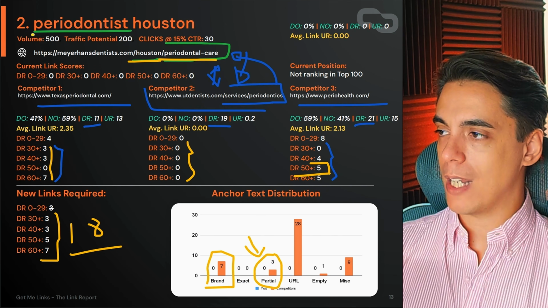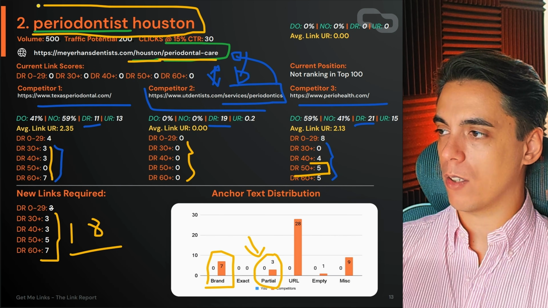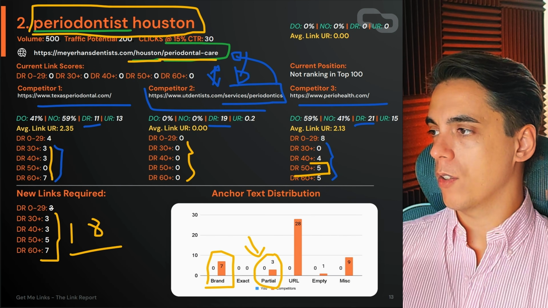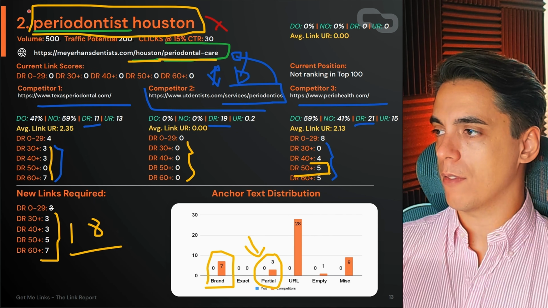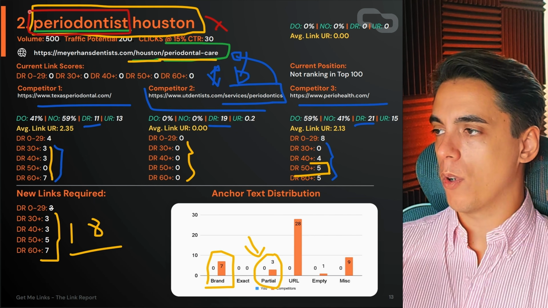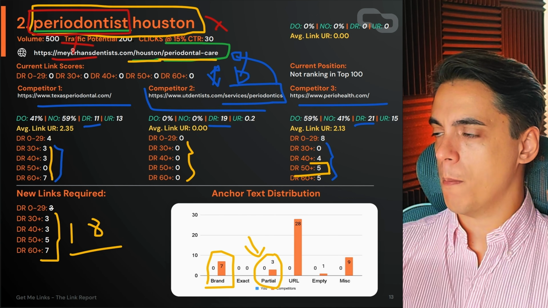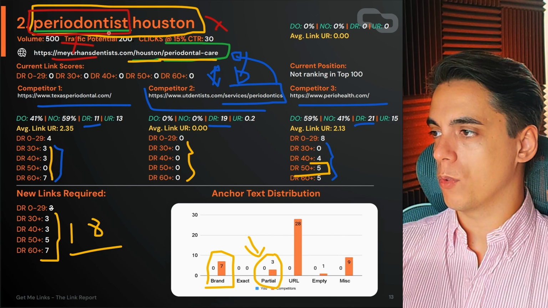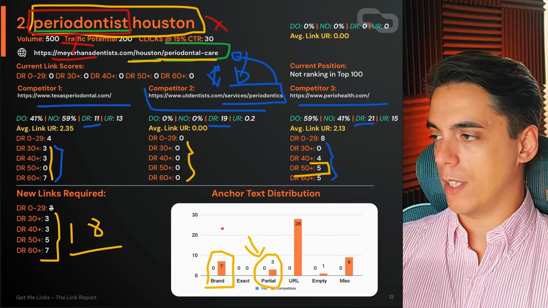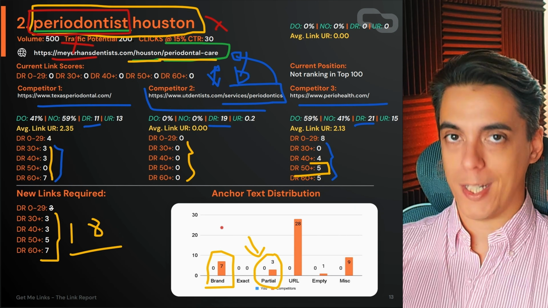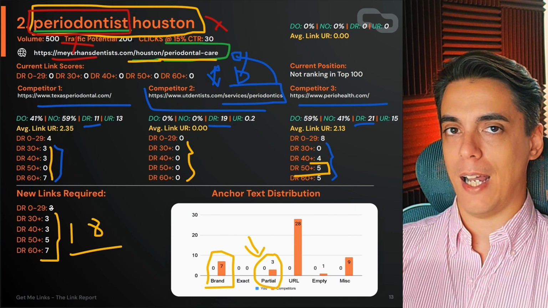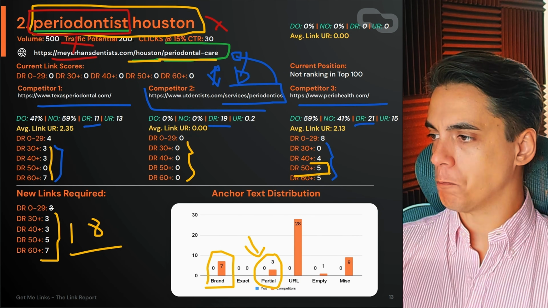Never do service plus city on the anchor text, right? Don't do that. Do only the service or the brand name plus the service, okay? On the anchor text, don't do Periodontist Houston in your anchor text. Most legitimate websites will say no to any content that you send that has an anchor text like that, okay?